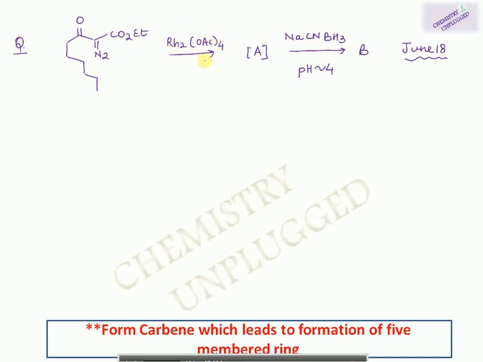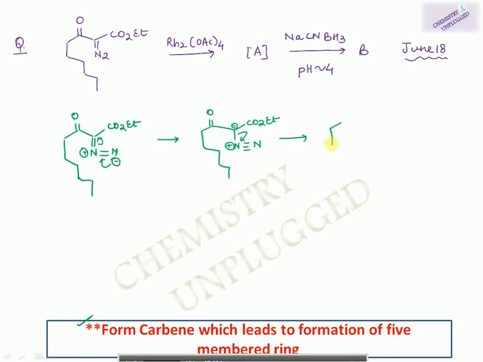The important point is that this reagent forms a carbene, which leads to the formation of a 5-membered ring. So at this point you will get a carbene. How will you get this reaction? I can write it like this. In the first step, this charge will shift here, this will shift here, then the next bond will shift here, and it will lead to the formation of a carbene.